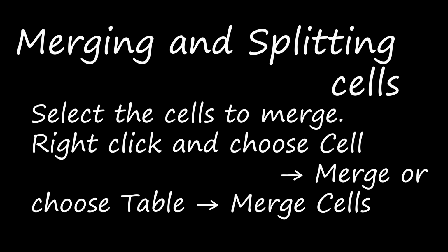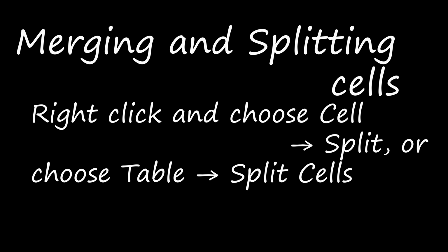And to split also, same way, you can keep the insertion point in the particular cell which you have to split, click the right button of the mouse and then select cell and split. Or you can use the table menu in the menu bar and select split cells. Rows will be shown horizontally, and columns will be shown vertically.